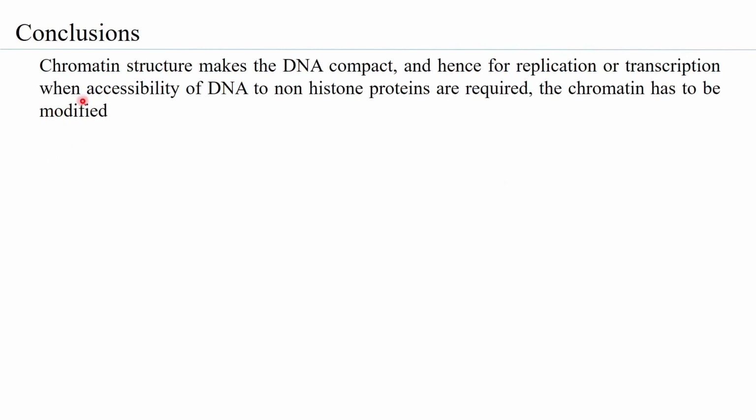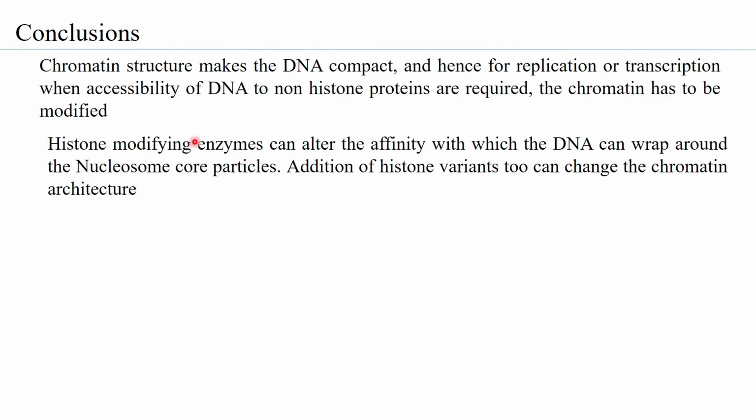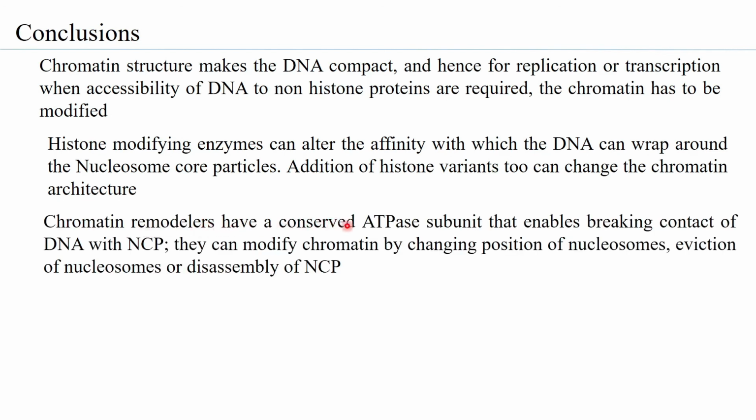So let us make the conclusions. Chromatin structure makes the DNA compact, and hence for replication or transcription, when accessibility of DNA to non-histone proteins is required, the chromatin has to be modified. Histone modifying enzymes can alter the affinity with which the DNA wraps around the nucleosome core particles. Addition of histone variants too can change the chromatin architecture. Chromatin remodelers have a conserved ATPase subunit that enables breaking contact of DNA with the NCP. They can modify chromatin by changing the position of nucleosomes, eviction of nucleosomes, or disassembly of the nucleosome core particle.